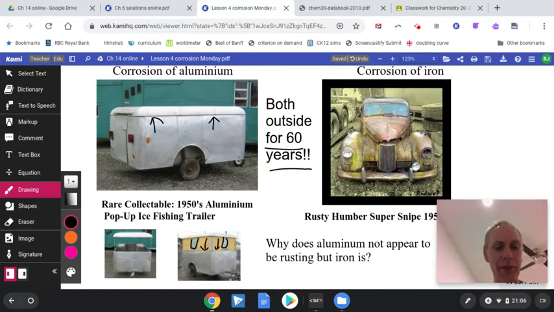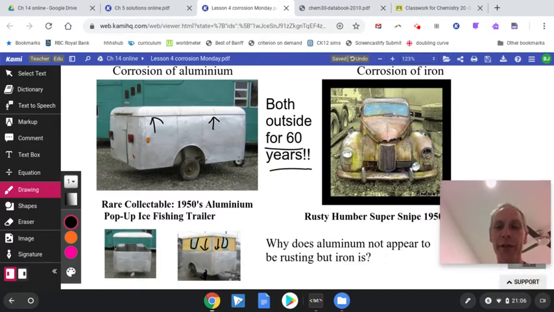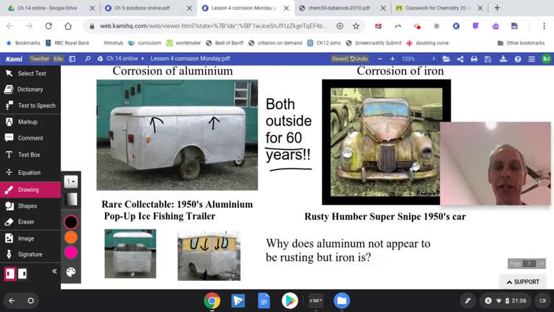Amazing. Actually, you wouldn't do that. Those windows would be for looking out, and ice fishing, you'd be dropping your line straight through a hole under the floor. So anyway, this thing's 60 years old. It's in great shape. Now, this Humber Super Snipe, also same age, is in terrible shape. So the question is, why does the aluminum not appear to be rusting, but the iron in this Humber Super Snipe is severely corroded? Corrosion of iron versus corrosion of aluminum.